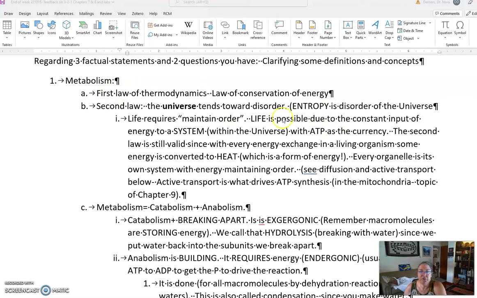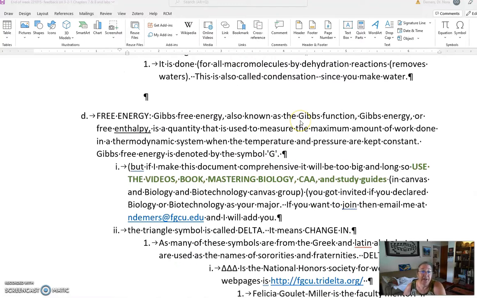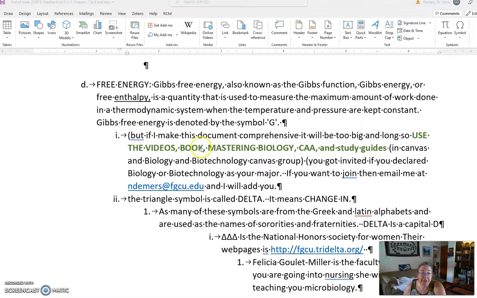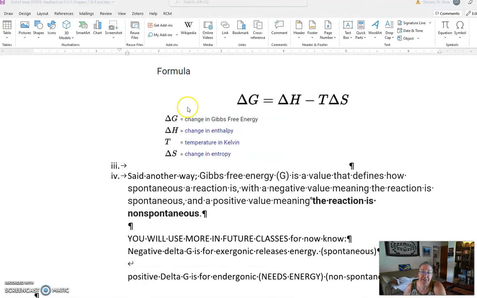Metabolism follows the first law of thermodynamics. The second law is that the universe tends toward disorder. Don't forget that it's the universe, not systems, in the second law of thermodynamics. We talked about heat and all that. I recall it now. Catabolism, breaking, hydrolysis. Gibbs free energy, super cool, delta G. This is the equation: delta G is the change in enthalpy minus T delta S.